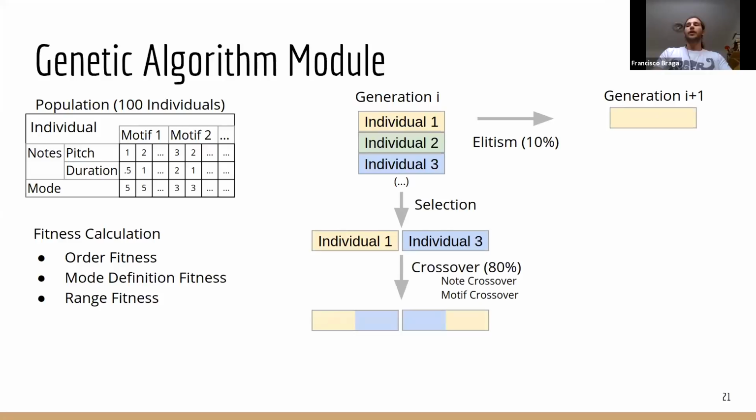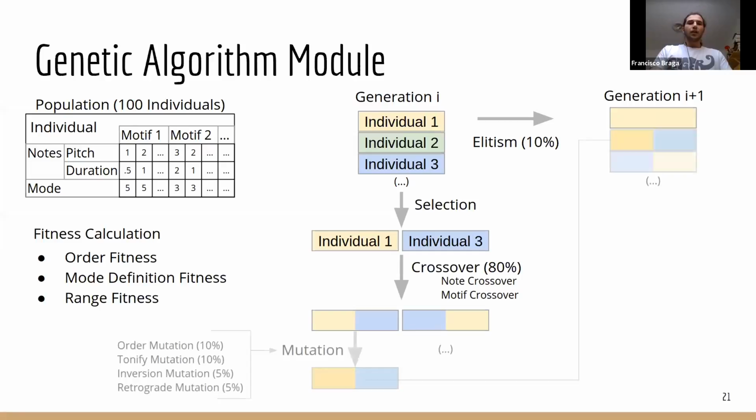Note crossover is where we change the notes of one segment's motif, and we maintain the rhythm and change the pitch. And motif crossover, we change half of the motifs from one individual to the other. We have four types of mutation: order mutation, tonify mutation, inversion mutation, and retrograde mutation. And this is how we get onto the next generation. We do this until we get 100 individuals once again.